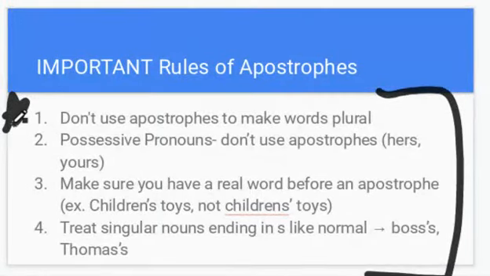Okay? Next, with possessive pronouns like hers and yours, you don't need apostrophes. And make sure that you have a real word before you put the apostrophe. So the word children's is not a word, so you can't have it before the apostrophe. You have to have children apostrophe S. And then treat singular nouns ending in S like normal, like we had Ross in that one example, boss, Thomas, right? They're singular, so you just treat them like normal, apostrophe S.